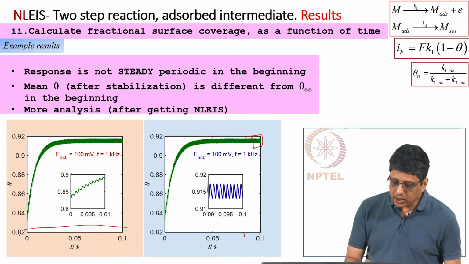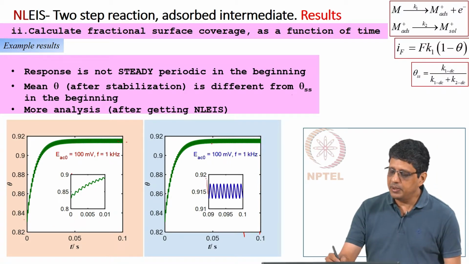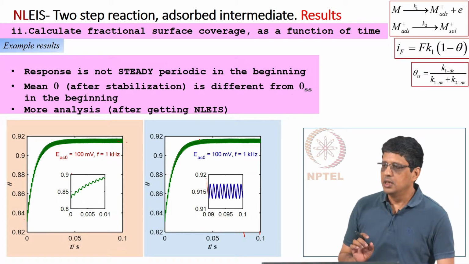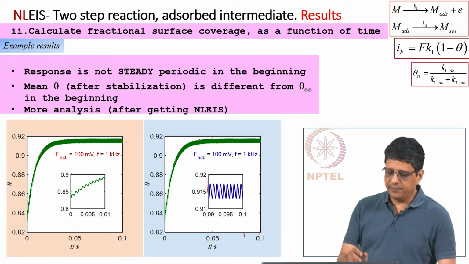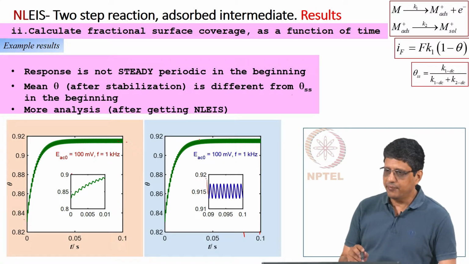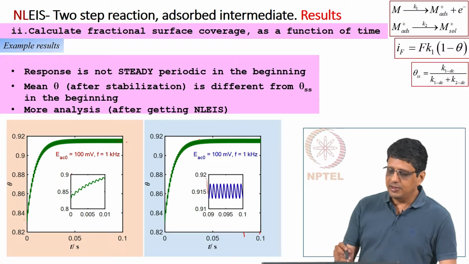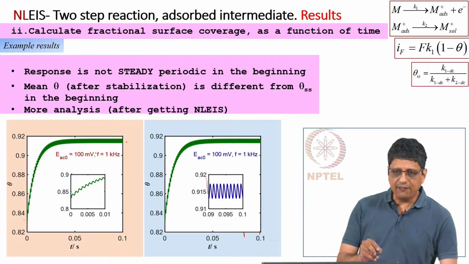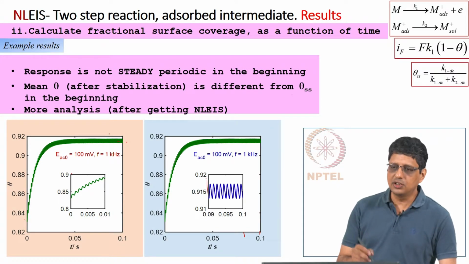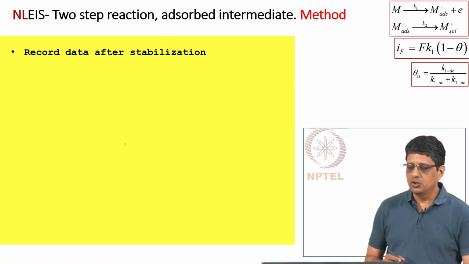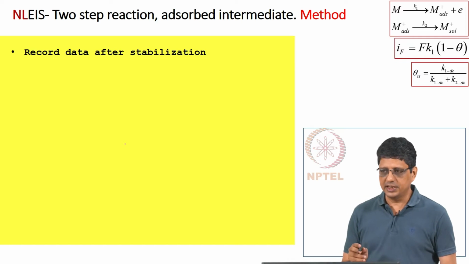And how long does it take to stabilize? What will be the average surface coverage when it is oscillating, when it is under steady periodic condition? This will vary with the applied perturbation, amplitude of the perturbation, it will vary with the frequency. We will do that analysis later. Right now, we will wait for sufficient time to get steady periodic response, and after that we will subject this to Fourier transform. So, we will record the data after stabilization, record or save the data.